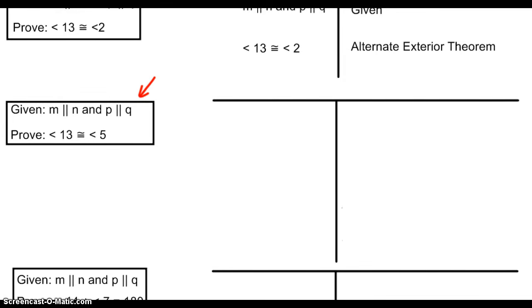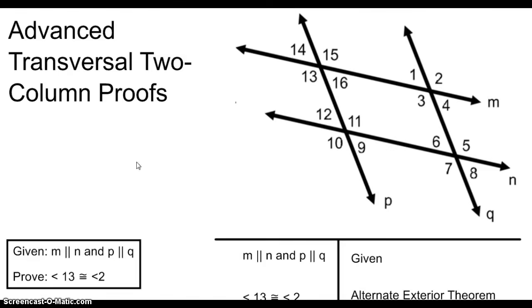Given M is parallel to N, P is parallel to Q. Okay, that's like all of them. We need to prove that 13 is congruent to angle 5. So let's go mark our diagram. So parallel, parallel, and I want to show that angle 13 is congruent to angle 5. Oh, those are kind of far apart. How am I going to do that? Well, there's no one reason that will connect them. So we're going to have to use another angle kind of as a bridge in between them.